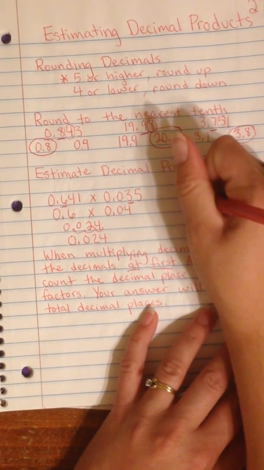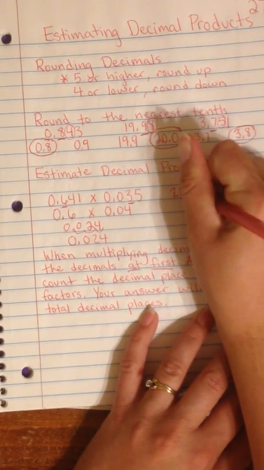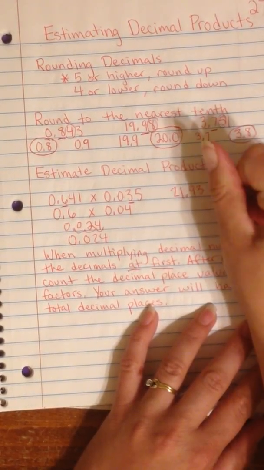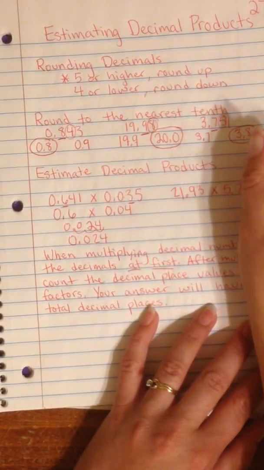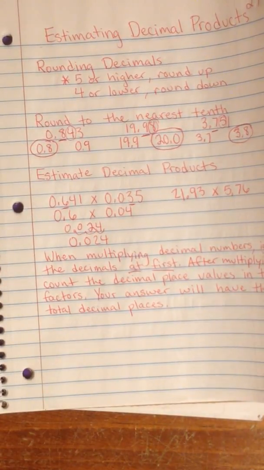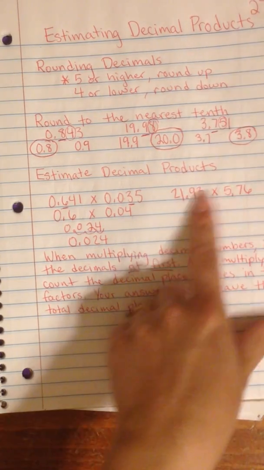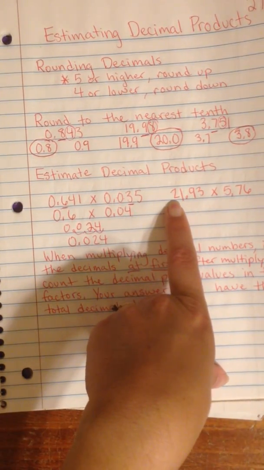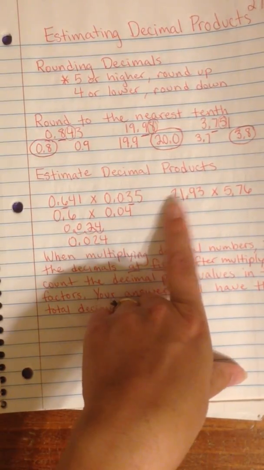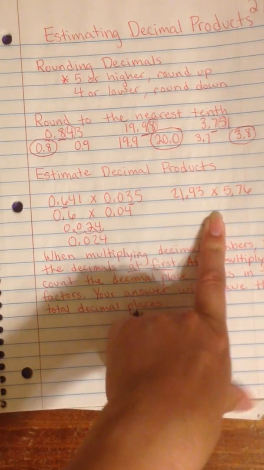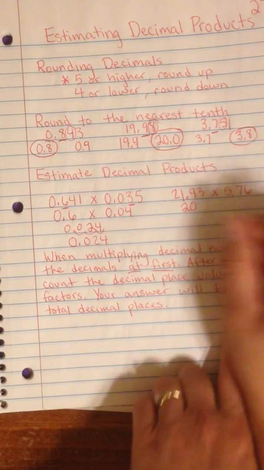Okay, let's do one more example over here. Let's do 21.93 times 5.76. Okay, remember I said look at your highest place value that is not a 0. So highest place value not a 0 here is the tens. So to estimate here, let's round it to the nearest 10. So it's either going to be 20 or the next one up, 30. Well, the 1 tells me I'm going to round it. It's closer to 20 than it is to 30.